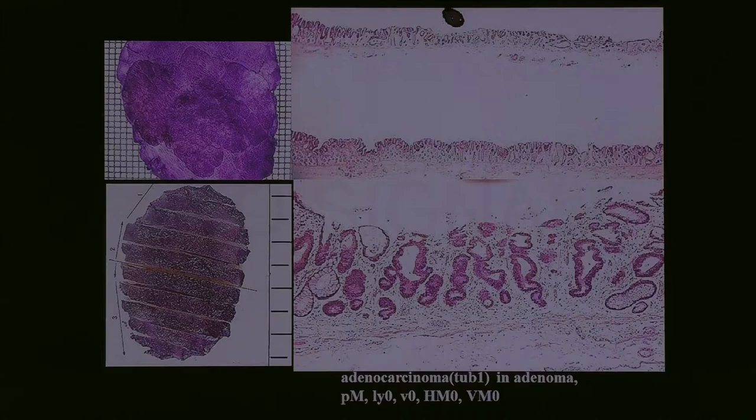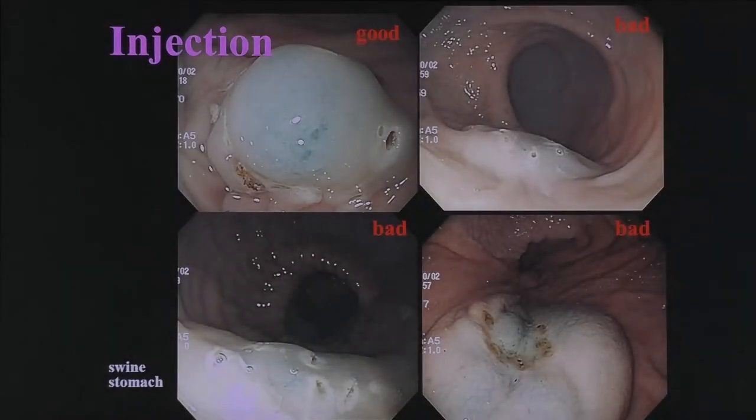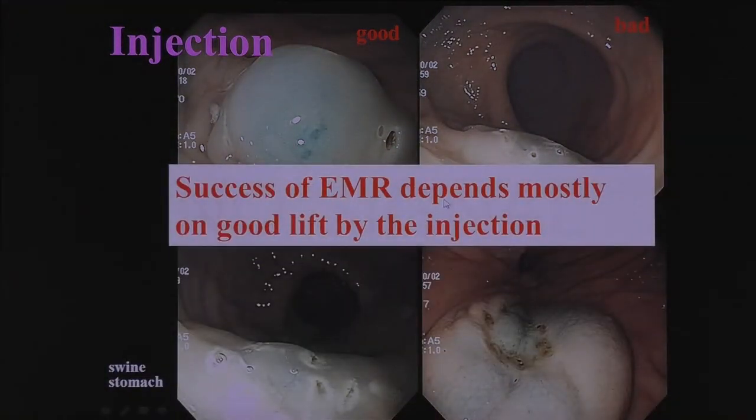The pathology revealed that it was adenocarcinoma in adenoma, intramucosal. So during the EMR technique, the success of EMR depends mostly on a good lift by the injection.